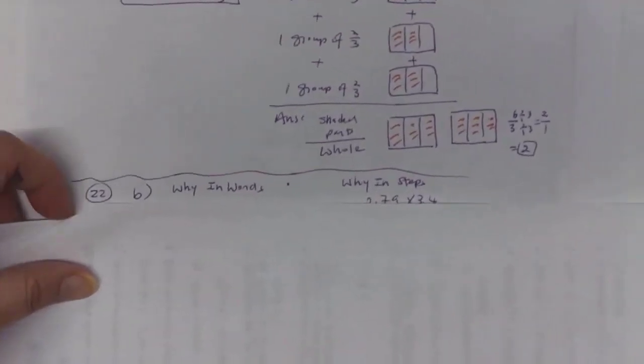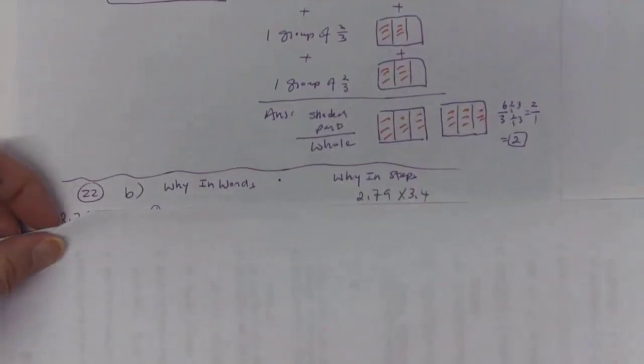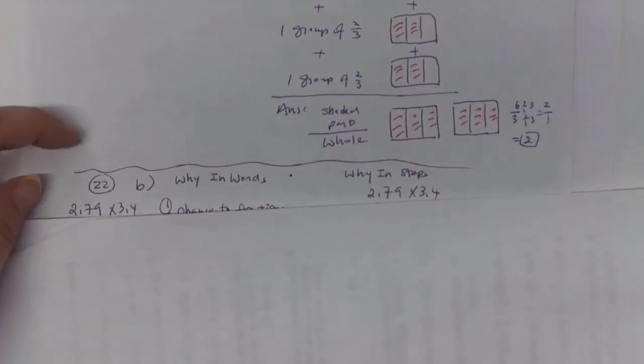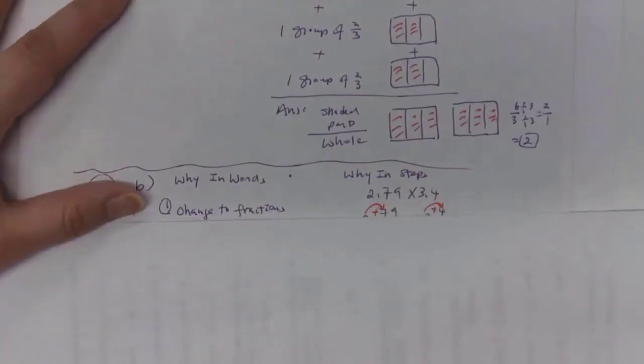Okay, so we went out of time. I'm going to do the next part, the Y part, so you can check your answer also. So for number 22, the Y in steps and Y in words. First we want to change them to fractions.